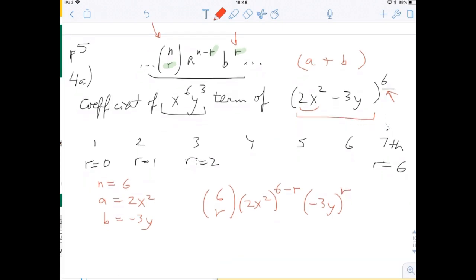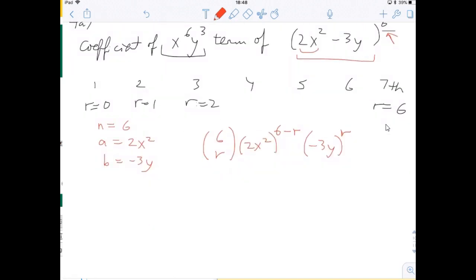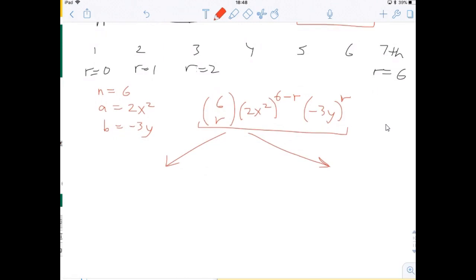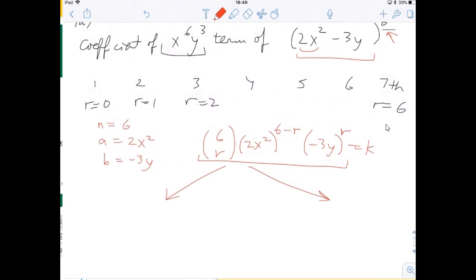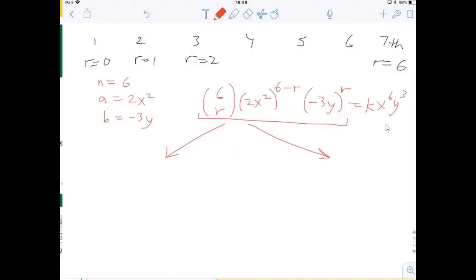Okay? Next thing we're going to do, we need to look at this expression here, and we need to divide it into 2 parts. Otherwise, we're never going to solve this equation, or this expression. We know that this is equal to some number, I'm going to put k, and the variable part of it is going to be x to the 6th y cubed. Okay? So, I'm going to separate this into the number part, which is the k part, and the variable part, which is the x to the 6th y cubed part.